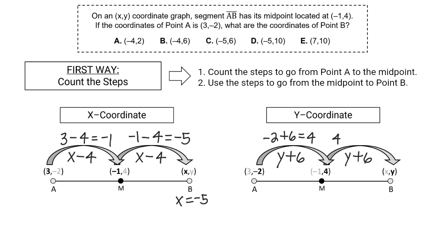So that's going to be 4 plus 6, and that gives you 10. In other words, the y coordinate for point B is 10. Combining both answers, point B is going to have the coordinates (-5, 10). The answer is D.